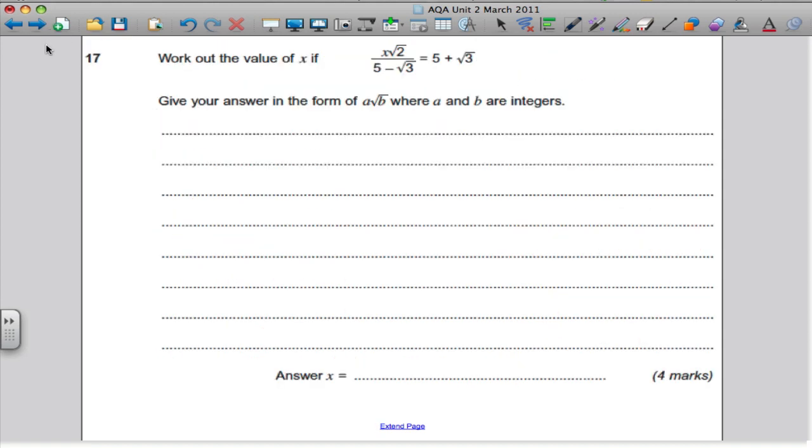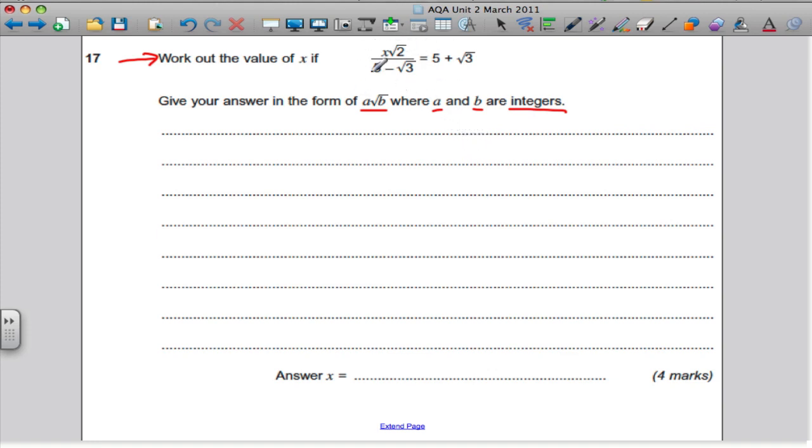Okay, we're nearly there now. Work out the value of x if the following equation is true. Give your answer in the form a root b, where a and b are integers or whole numbers.